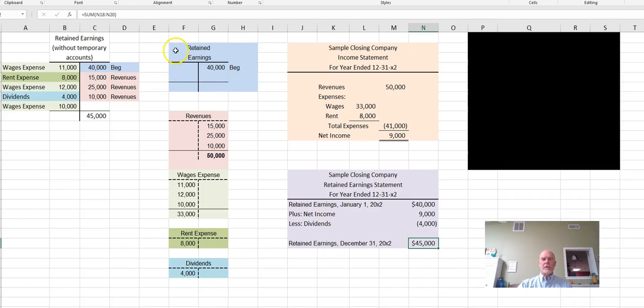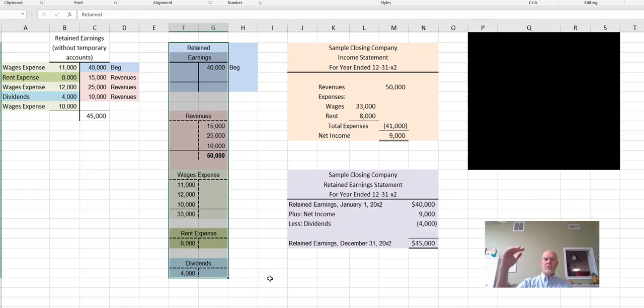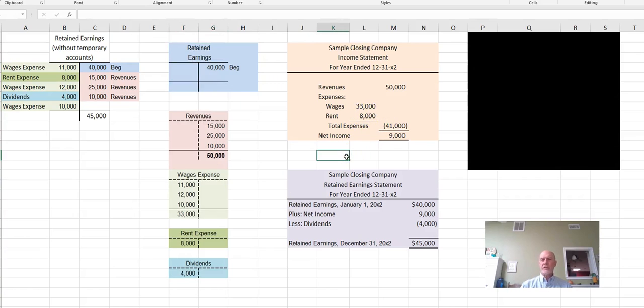So we have all of this information broken out into these various temporary accounts, and that makes the job of preparing the income statement and the statement of retained earnings much easier than if we just had everything clustered together as we did before.